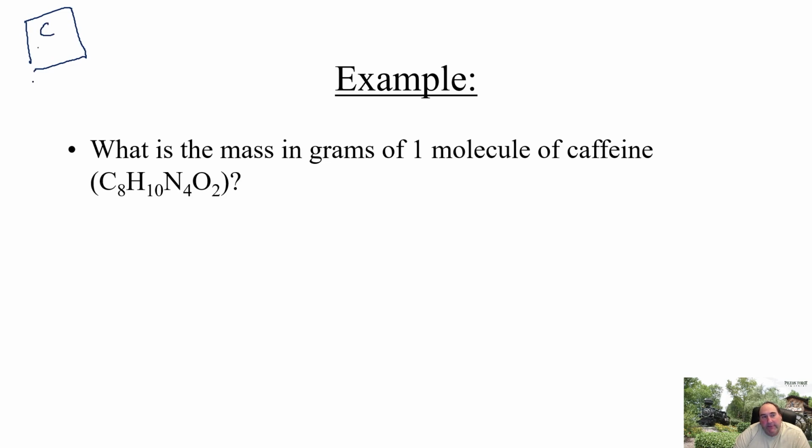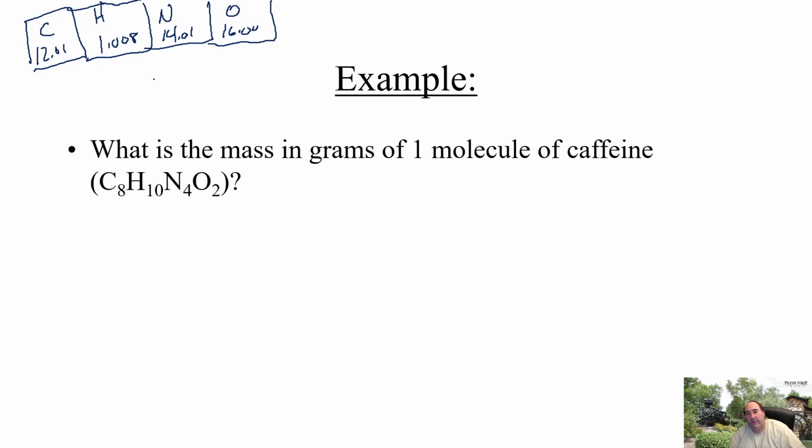So once again, in case you don't have the periodic table with you, if you look at the periodic table, as we saw in the previous problem, 12.01 for carbon, hydrogen 1.008, nitrogen 14.01, and oxygen 16. All right. So in this case, we're looking for the mass in grams of one molecule of caffeine. So take a few moments and see what you come up with here. All righty, let's take a look, see how you're doing.